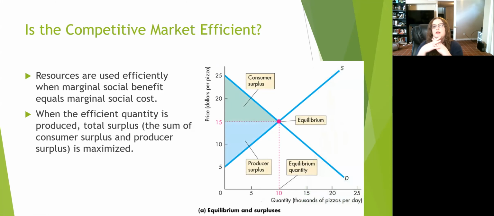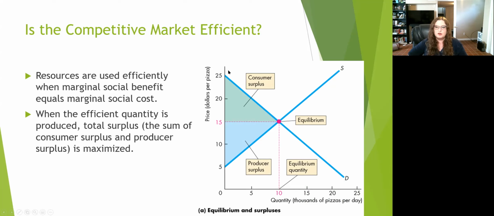So, is the competitive market efficient? In all of these cases, and honestly, everything that we're going to talk about in the second part of this thing, because we don't go to non-competitive markets until the third portion of the course, we always assume in competitive markets that resources are used efficiently because marginal social benefit equals marginal social cost at some point, and at that point, we see that there's no more consumer surplus to be gained, there's no more producer surplus to be gained, they're just equal.